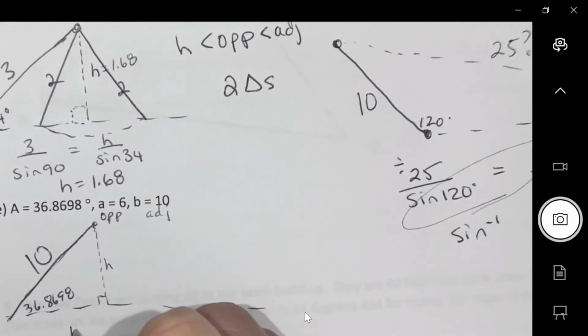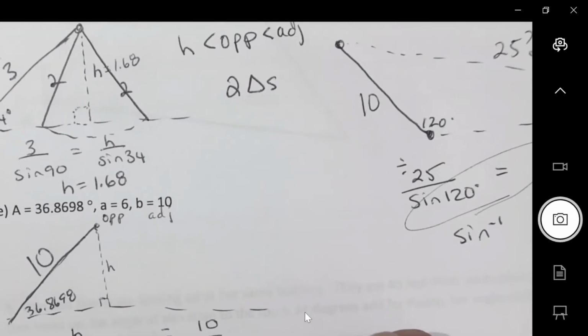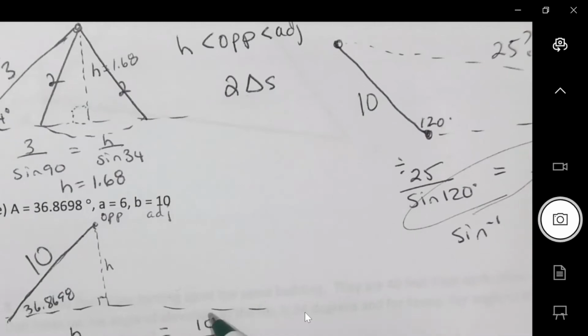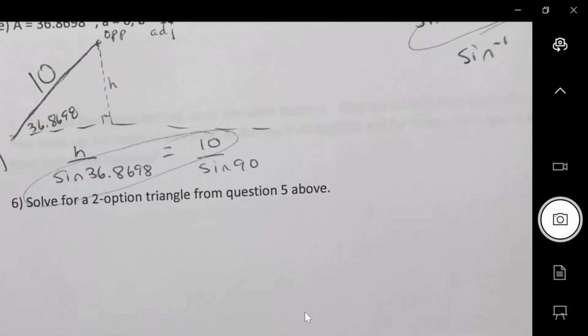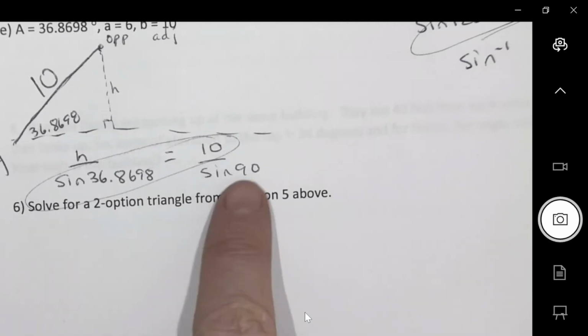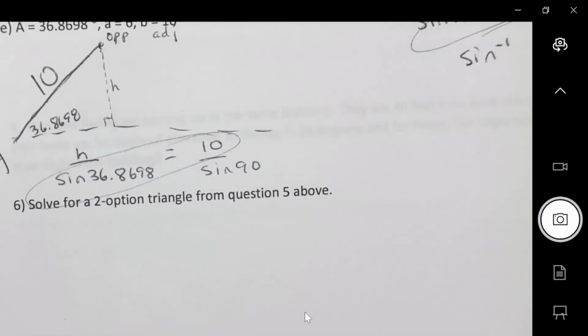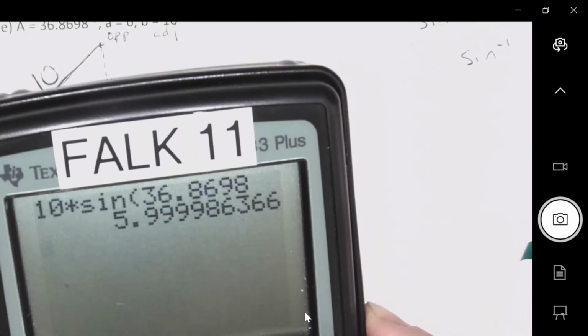Okay, so height over sine of 36 angle, and 10 is over sine 90. Okay, so I'm going to be timesing those numbers across from each other. By the way, if you didn't know this, I'm not even doing this because sine 90 is 1 as a number, but you can do it. But just to let you know, sine 90 is 1. And I'm getting 6, exactly 6.